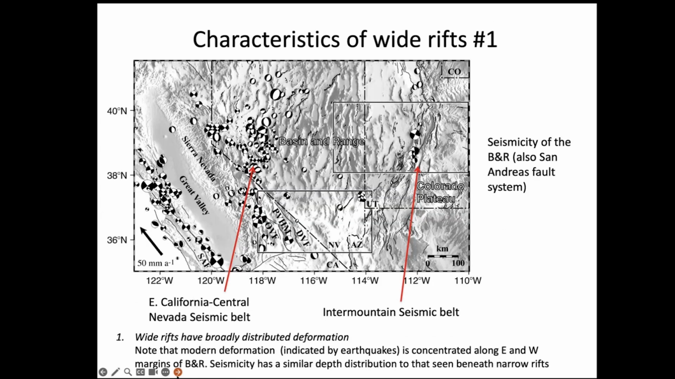All right, and now we can look at the characteristics of wide rifts. The first one is the seismicity. Wide rifts have broadly distributed deformation as reflected by their seismicity. So we can see that the deformation in the Basin and Range today is concentrated in the west, but there's a significant amount in the east. There's significant seismic hazard in here. And that's one of the characteristics of wide rifts, is they have very broadly distributed deformation.